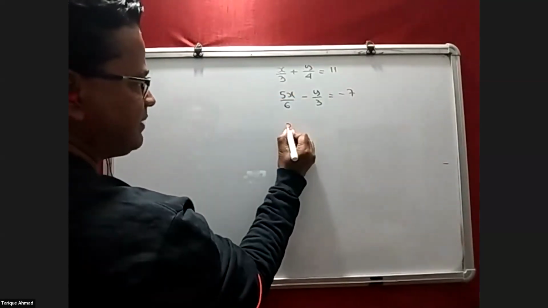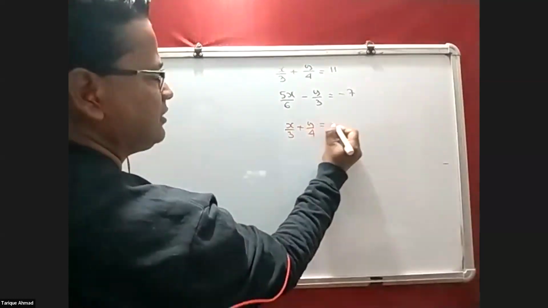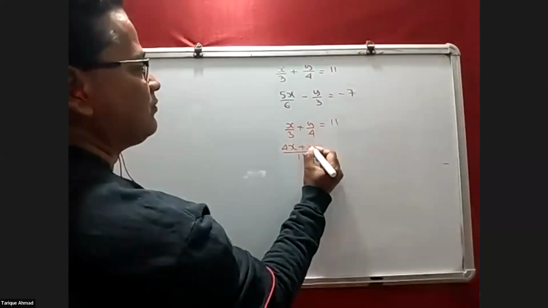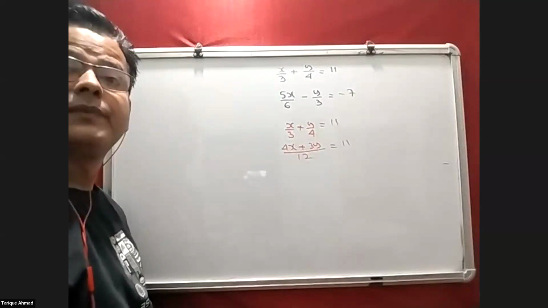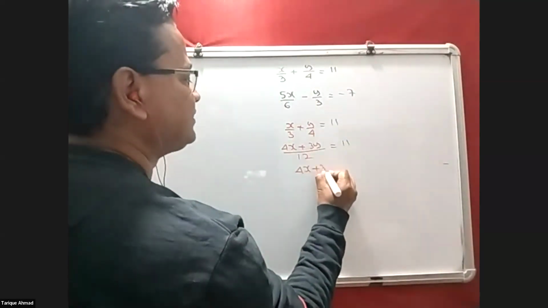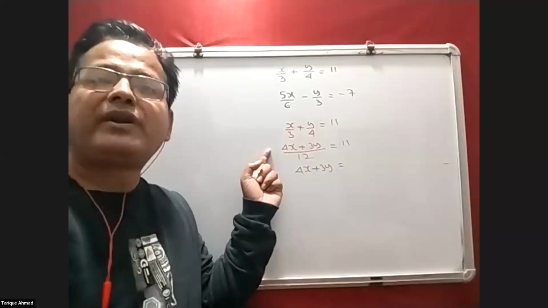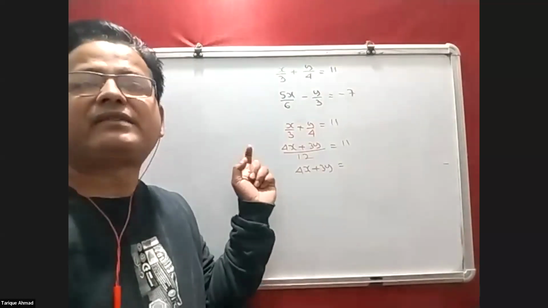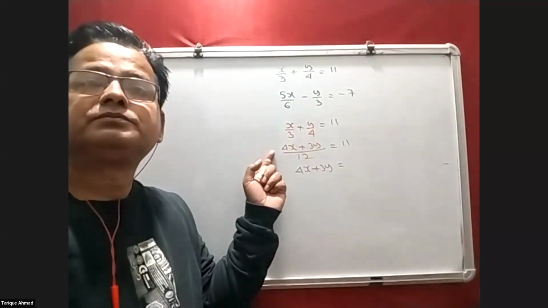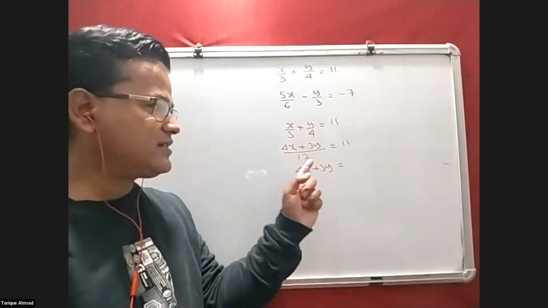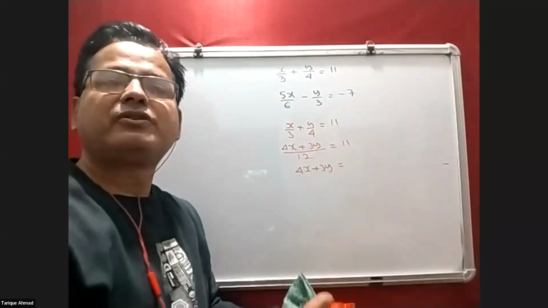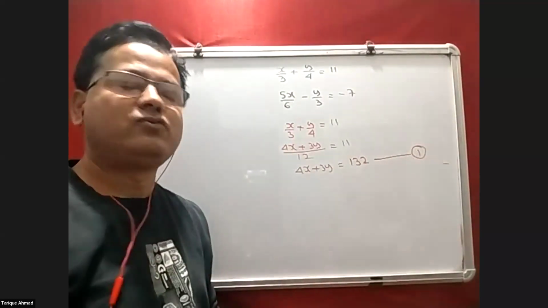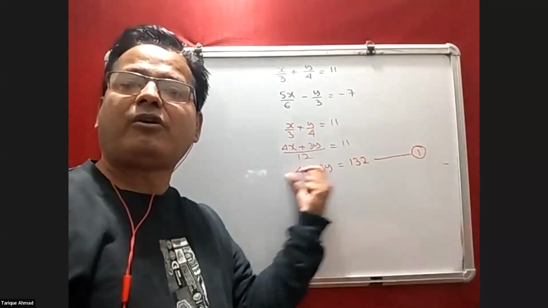So take the LCM. x by 3 plus y by 4 equals to 11. Here the LCM is 12. 3 fours are 4x, 4 threes are 3y equals to 11. So we get 4x plus 3y equals to, tell me, 4x plus 3y equals to what? I'm waiting. Obviously 12 will multiply with 11. So the value will be 132. Now this is equation 1, 132 only here. And now it is in the proper form.